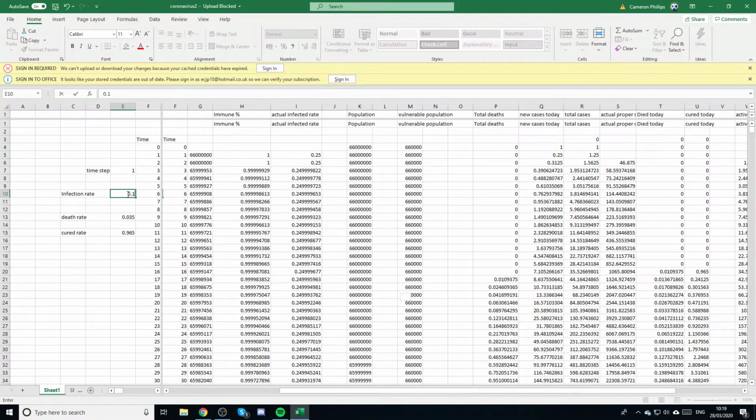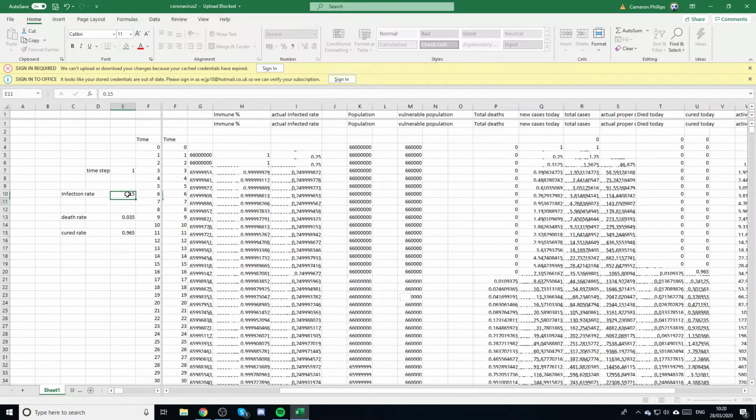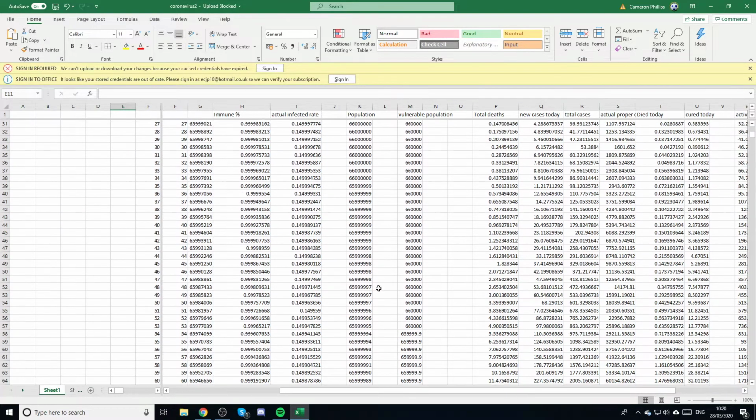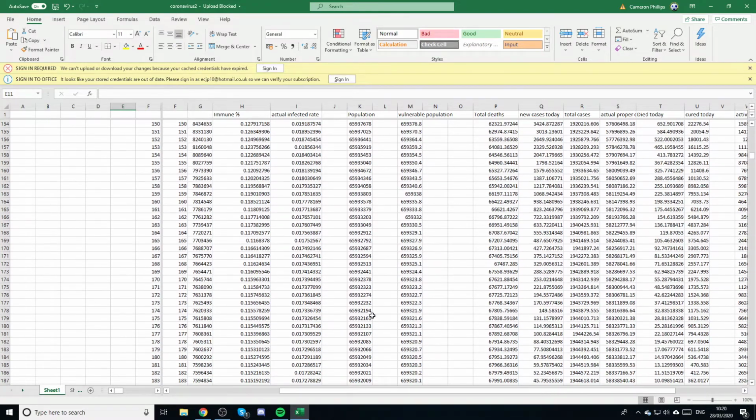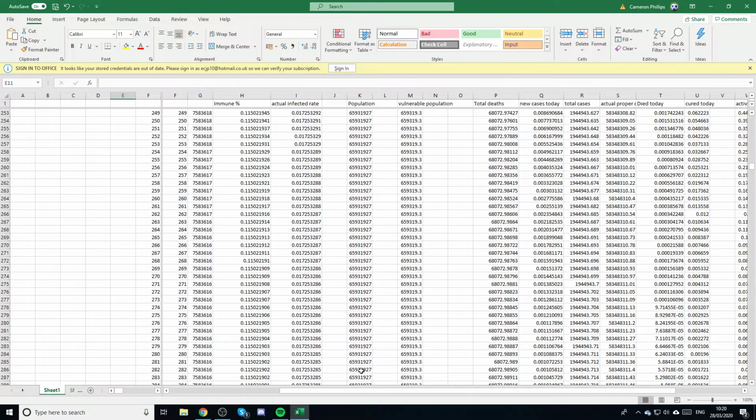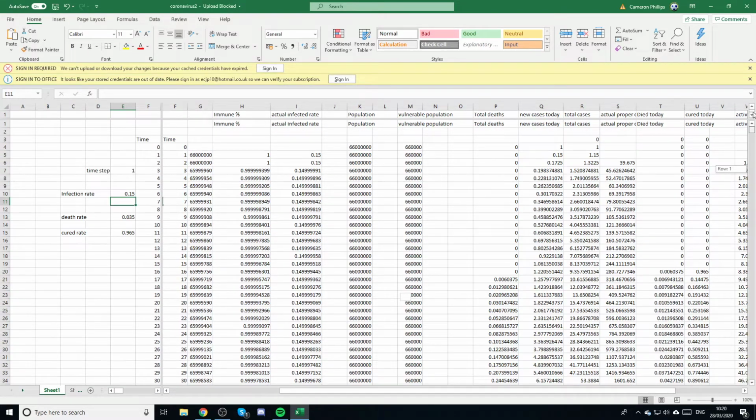If we do it at 0.1, where we're hoping to, well, let's look at 0.15, where we were, where Italy is with the lockdown. Our population goes down to 65,931. We still lose about 70,000. So let's look at the graphs now. I'm going to put the infection rate at 0.15, which is where it seems to be with lockdown.